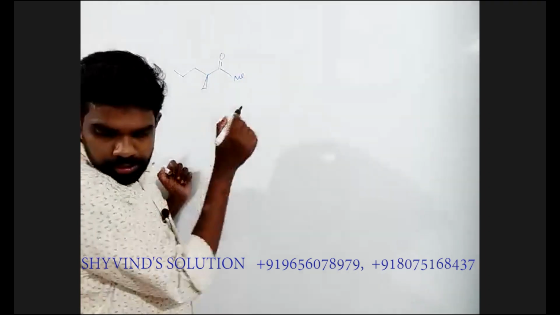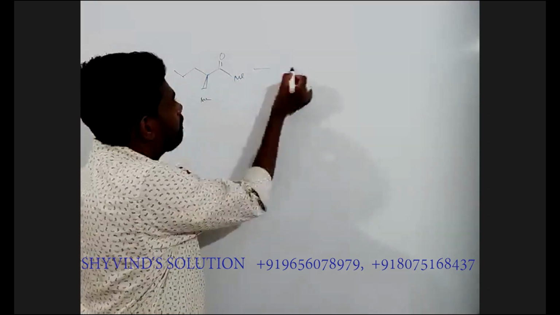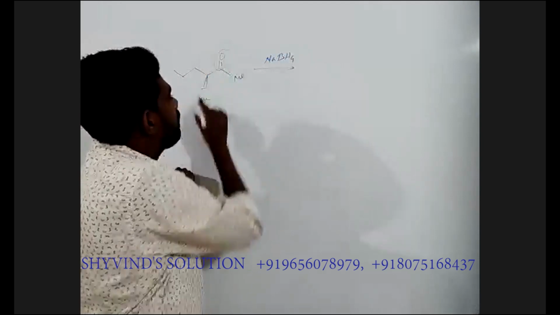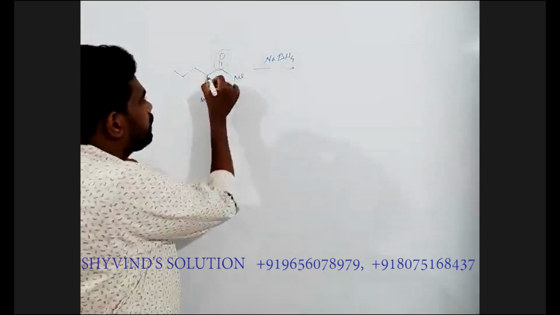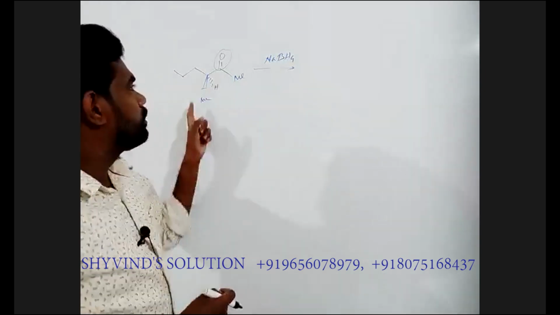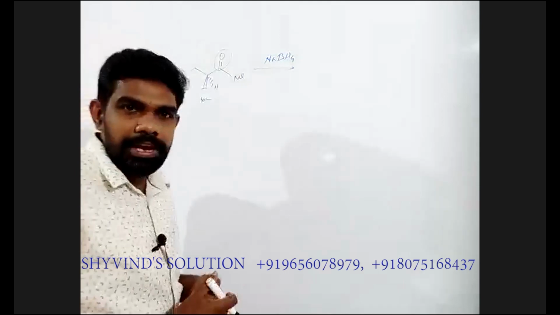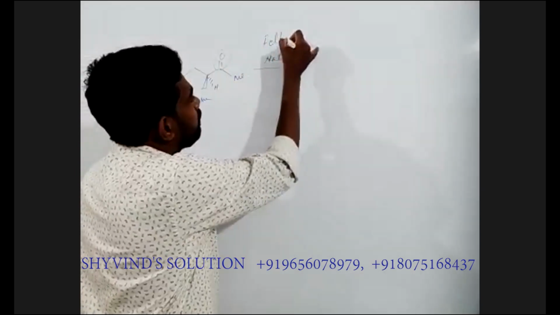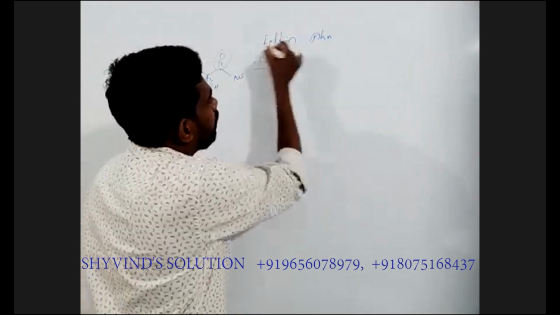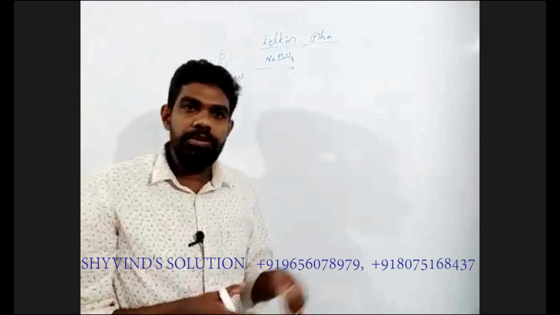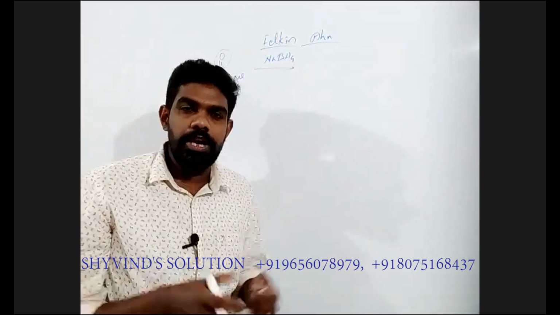This is the molecule we should treat with NaBH4. We have a carbonyl group, and the carbonyl group is nearer to a carbon which is optically active. So we should apply the Felkin-Anh model here. This question is based on this idea. Let's see how to do this.